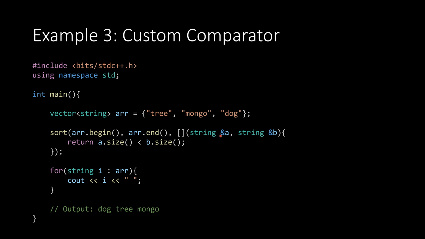Here it takes two parameters, string ampersand a and string ampersand b, and we are going to compare them by size. So we return a dot size less than b dot size. It returns a boolean value. You can search about the sort method and comparator on the internet. Otherwise, I will also create another video about that later. After sorting the array, if we print the values, the array is sorted on the basis of size. Okay, it's one of the very useful cases where we use the lambda expression.